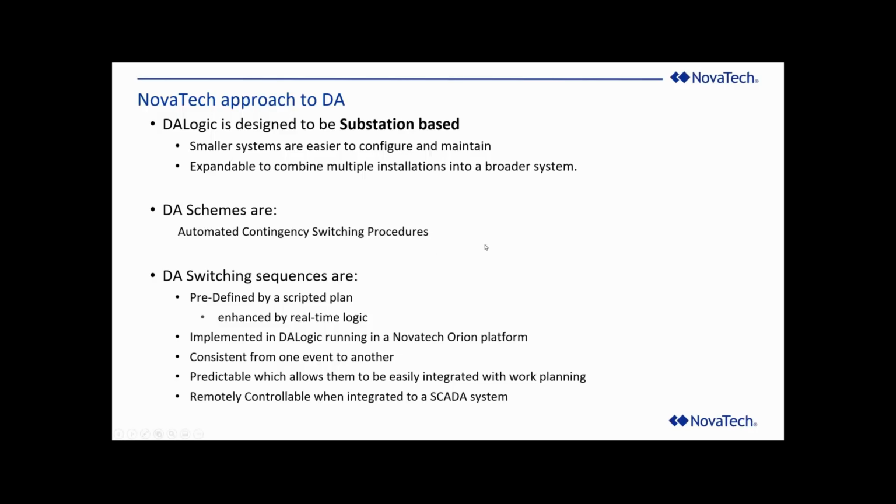DA schemes that are configured inside the DA logic are simply automated switching schemes, and it is intended to basically do the same switching operations that would be directed by a system operator at the control center if he were to punch a button and say open this distribution automation device and close that one. It's just the DA logic can make those decisions so much faster and accomplish what it needs to be done. But it is generally a scripted plan that should be thought out ahead of time.